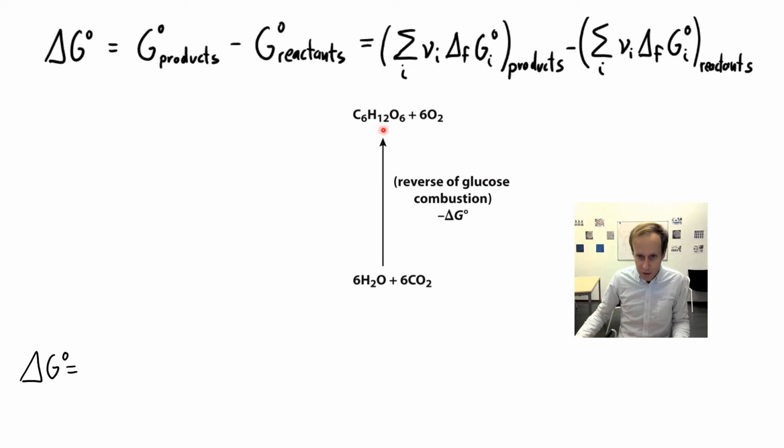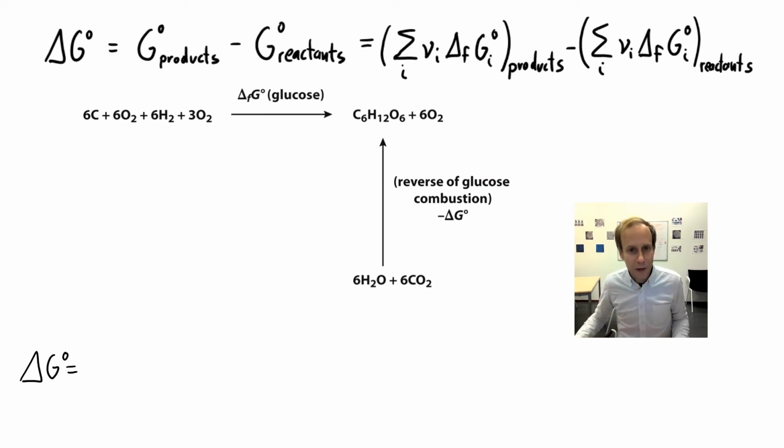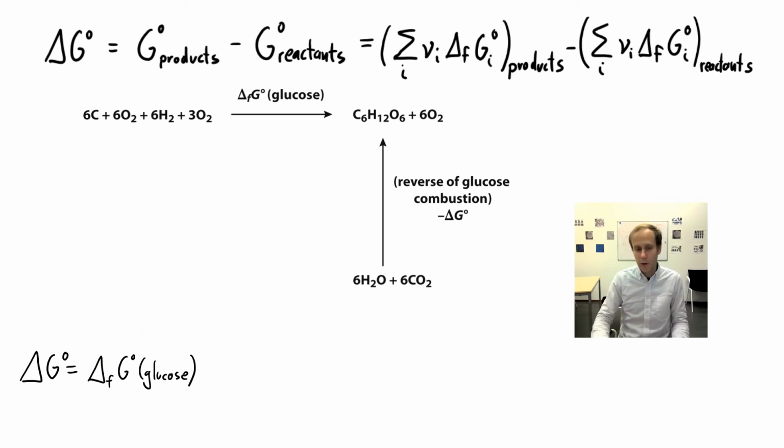So the first product is the glucose. Glucose is formed out of its elements carbon, oxygen and hydrogen, right? And it comes with a free energy change of formation at standard conditions, which we can find in a textbook. So that value is now our first parameter in our equation here, the free energy change of formation for glucose. And since the stoichiometric coefficient here is 1, we don't have to put a number here other than only 1.